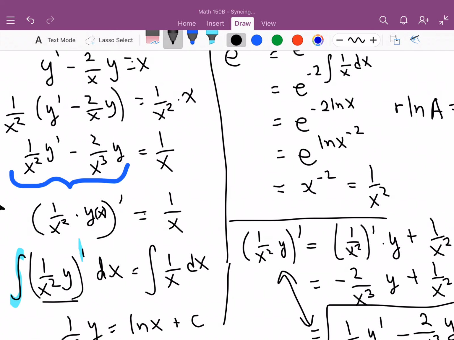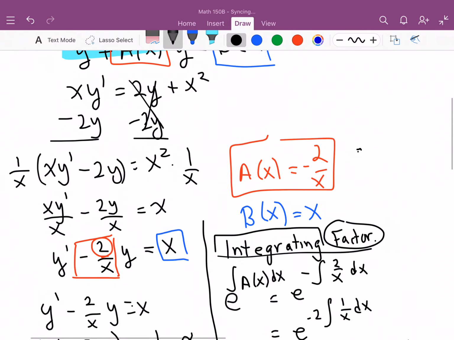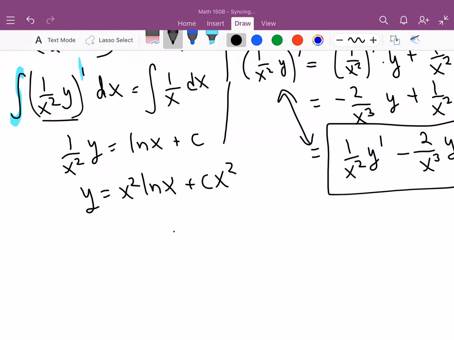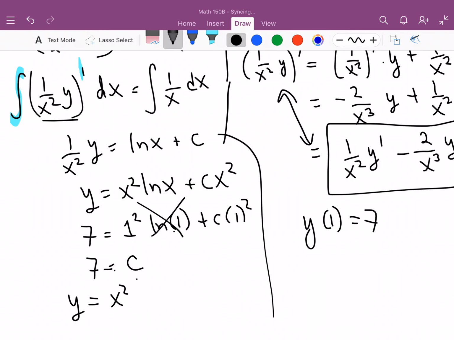The last part is I need to use my initial condition. Remember that y of 1 is equal to 7. So now we go to this last part. Again, I want to use the fact that y of 1 is equal to 7. So I replace the y with 7 and I replace the x with 1. By now, I think I've given you enough problems that you know the natural log of 1 is 0. And so I get 7 equals c. And so my last answer is that y equals x squared natural log of x, plus 7x squared.